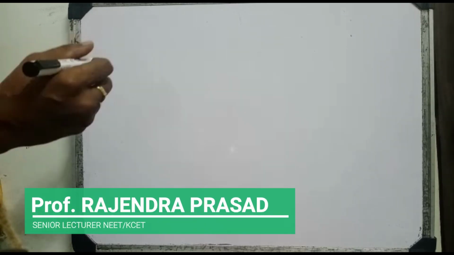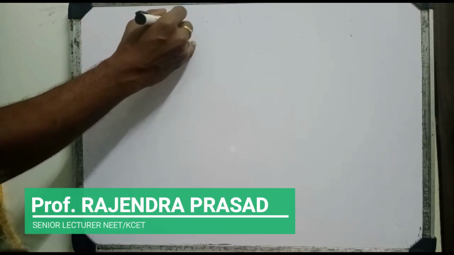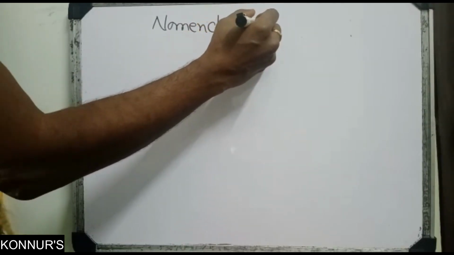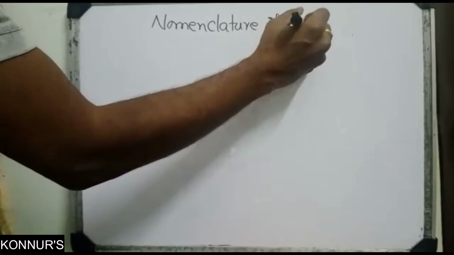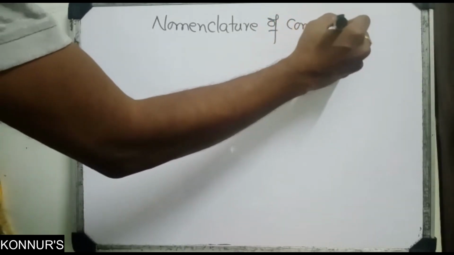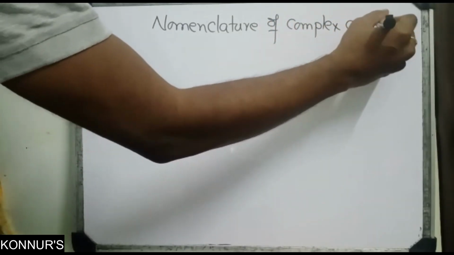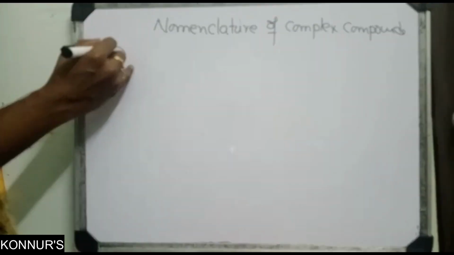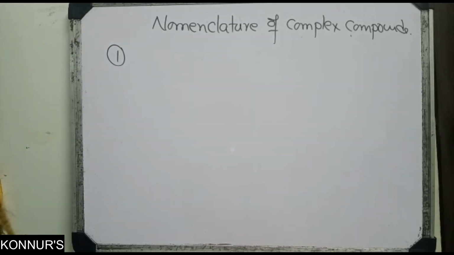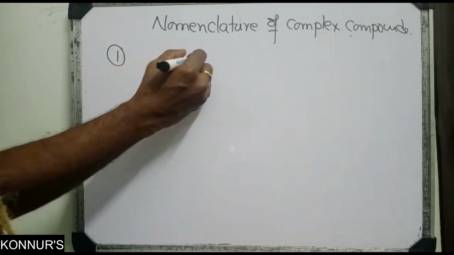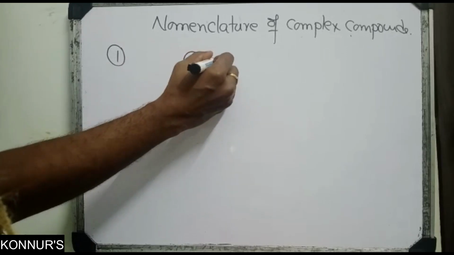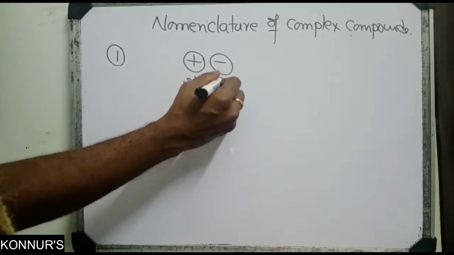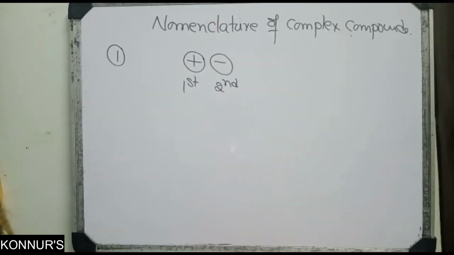So today we are going to discuss nomenclature of complex compounds. See, first, whatever the compound, we must write the positive ion first, next the negative ion. So we are discussing their names.